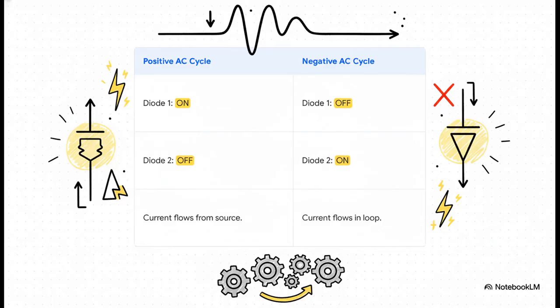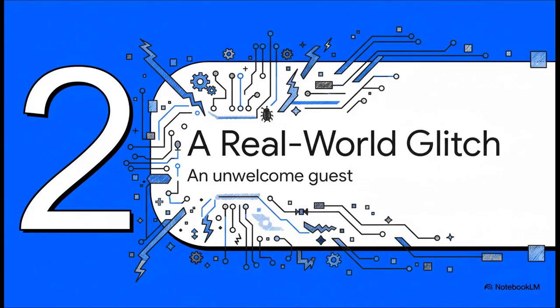Now, in this ideal textbook world, the whole process is just flawless. When the AC voltage swings positive, bam! Diode 1 instantly switches on and lets the current flow. The moment the voltage swings negative, click, Diode 1 slams shut, and Diode 2 seamlessly takes over. It's a clean, perfect, instantaneous handoff. Every single time. But you knew there was a but coming, right?